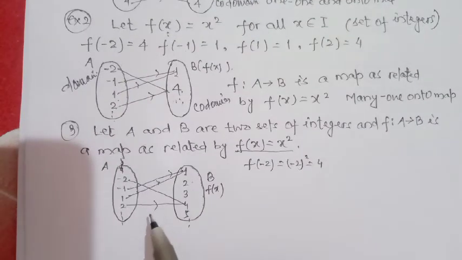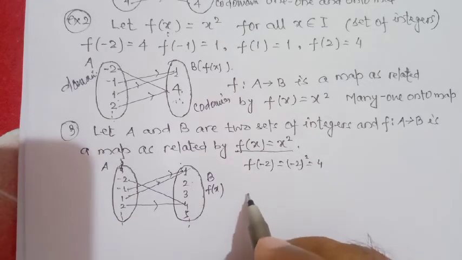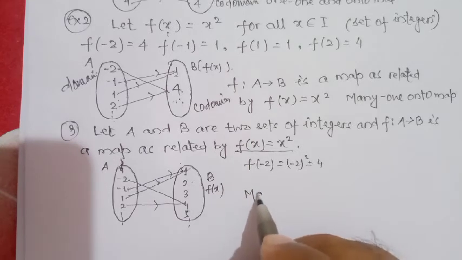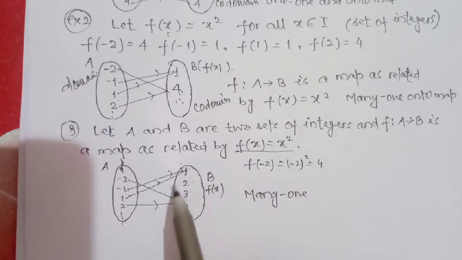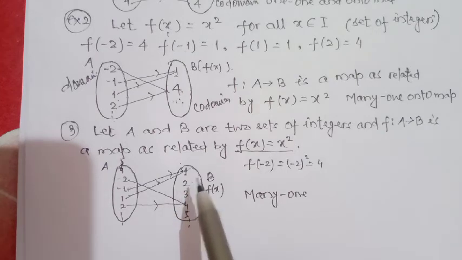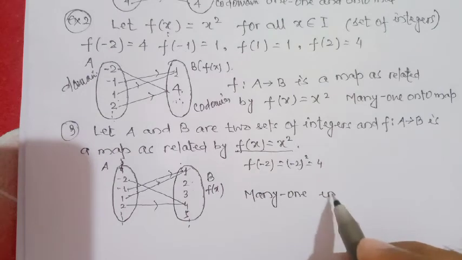See the third example. Of course the map is many to one, more than one means many to one, so this is example for many one. And come on to codomain. At least one image, or you can say at least one element of set B is not the image of elements of A. In that case, this is called into map.